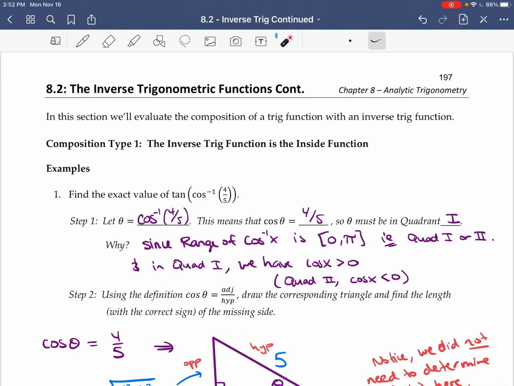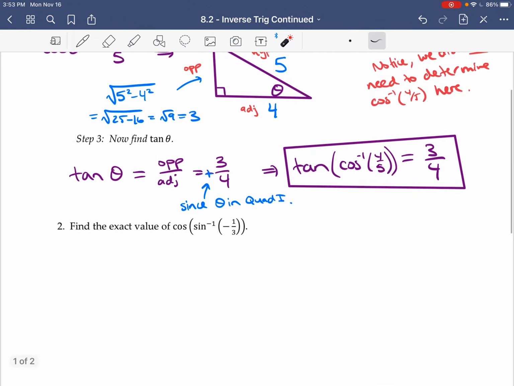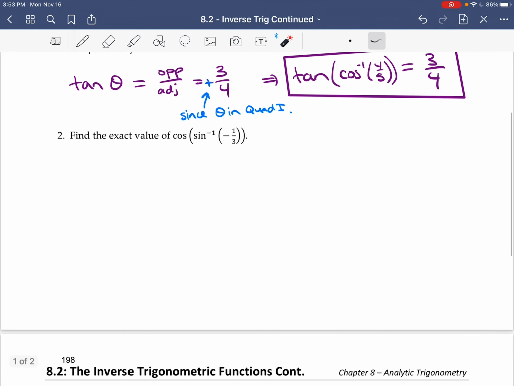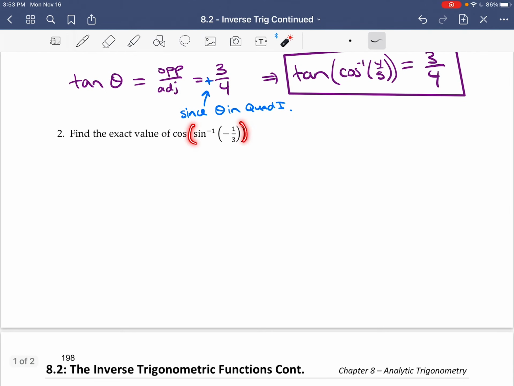In this video, we're just going to do a couple more examples solving compositions of inverse trig functions. So here we're going to have a trig function composed with an inverse trig function that's a different trig function. Okay, so let's look at cosine of sine inverse of negative 1/3.